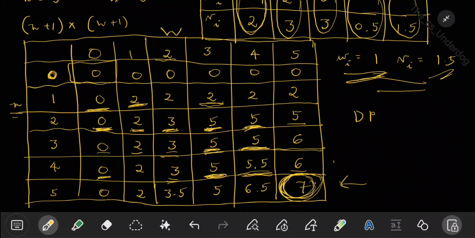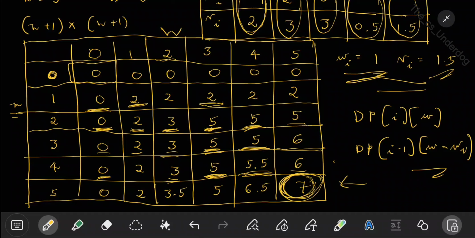Presently, you are at block DP of I, J, or let us say I, W. What do you want to do now? From here you have to move to DP of I minus 1, W minus WI. This is what you want to do in case these are not equal. In case both these are equal, what will you do? You will simply move to the block above, that is DP of I minus 1, W. These are the two options you have.